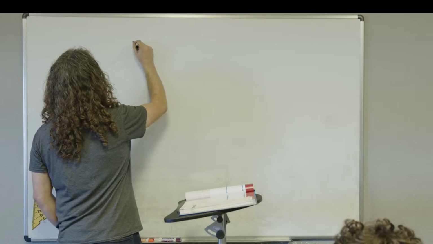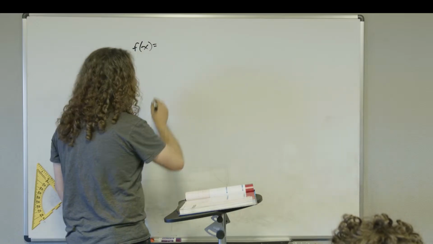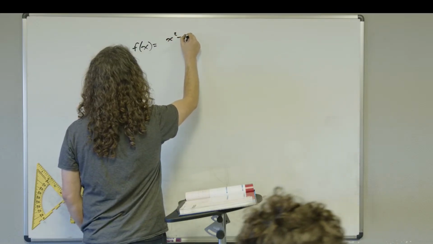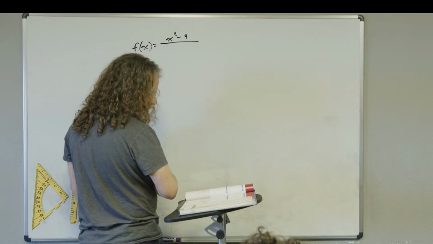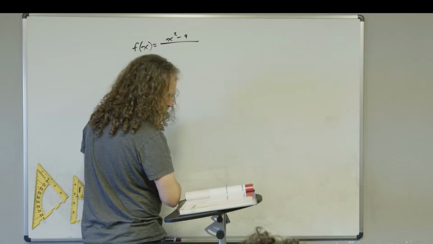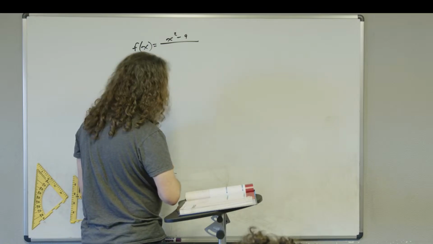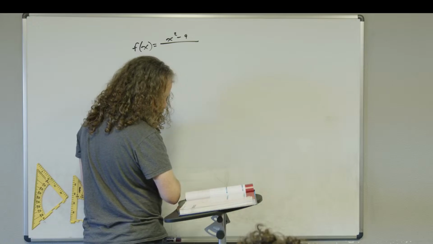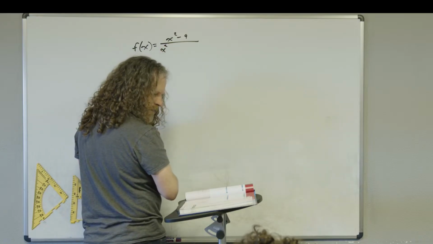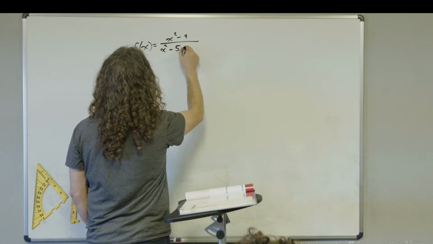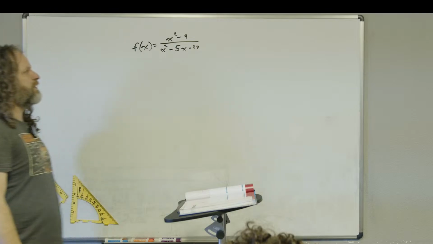f of x equals x squared minus 9 over, oh, actually, we don't have to graph this one, but still, it's a good one to pick. And then let's do like 37 or something. All right. x squared minus 9 over, I guess we could also graph this one, although this one's actually pretty easy to graph. x squared minus 5x minus 24. All right, what should we do, kids?